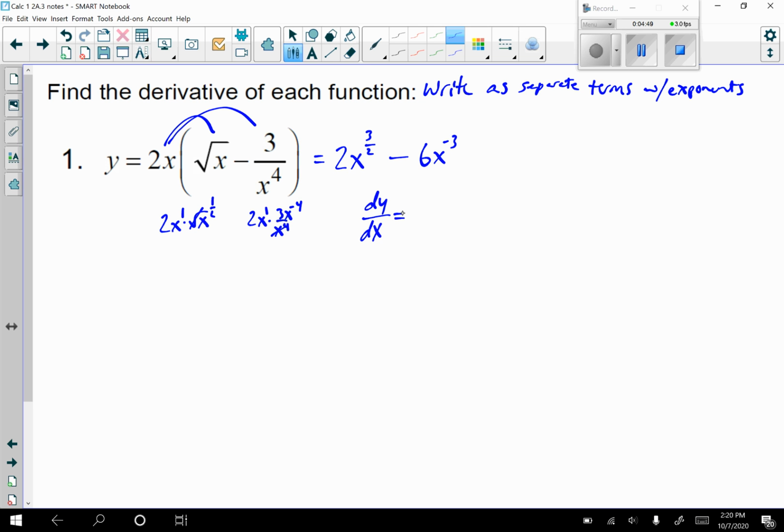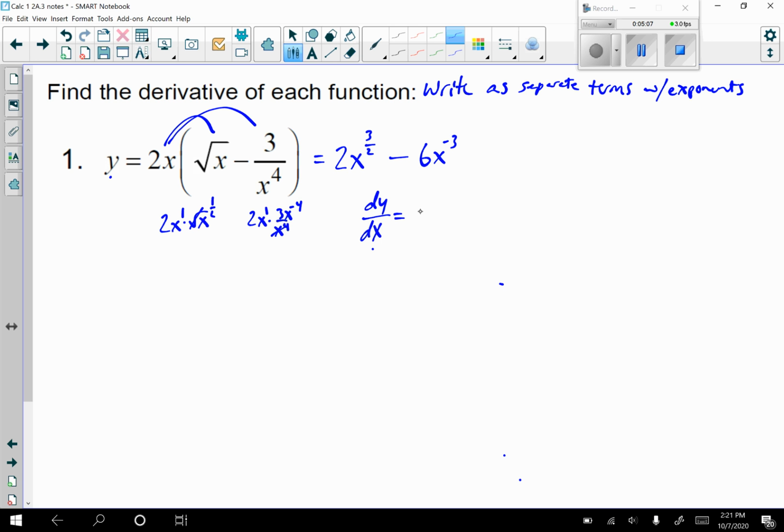So y, when I do the derivative, becomes dy dx. We're going to use that notation. Remember, y prime is okay. It's easy to lose that prime, and we want to get this dy dx as a slope idea, change in y over change in x. So dy dx is multiplied to the front.